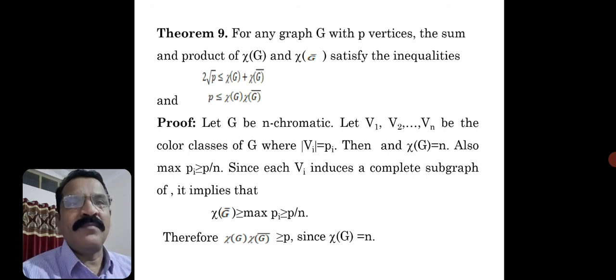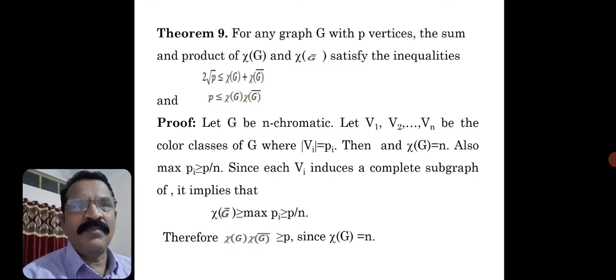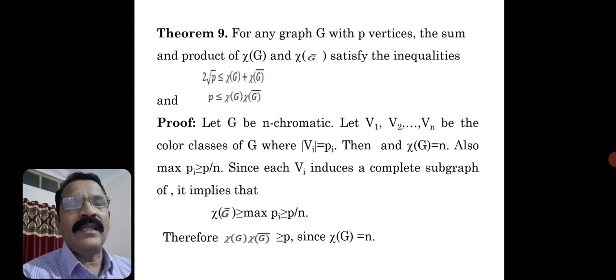Okay, so that's why the statement says for any graph G with p vertices, the sum and product of the chromatic number of G and the chromatic number of G bar satisfy the inequalities. Therefore 2 square root of p is always less than or equal to the sum of the chromatic numbers of G and G bar. Similarly, for the product of the chromatic numbers of G and G bar, p is always less than or equal to the product of the chromatic number of those two graphs. Okay. Now, how to prove this result?